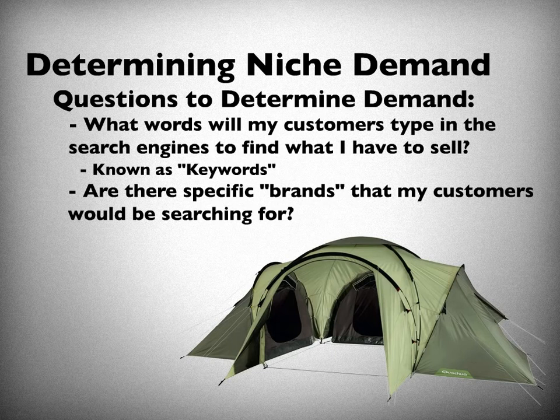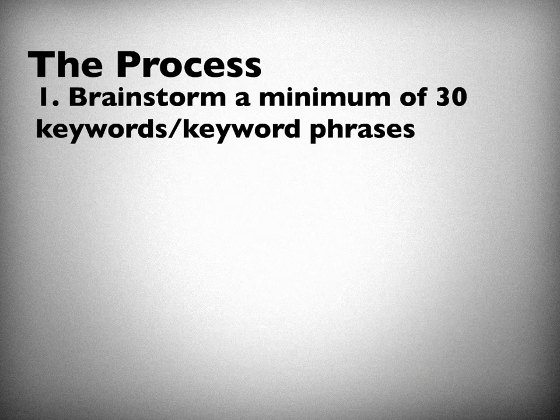Sometimes when we brainstorm these keywords that customers could type into the search engines, we get so broad that we use that to determine demand, which is great. But there are other words or phrases that our customers could be typing in, and we really don't want to miss those, because that doesn't give us a true picture of the demand for the product, and we can make inaccurate decisions based on inaccurate data. So we want to make sure we have all that, and then list out those brands. This is what the process looks like, and then I'll show you how to do it. Here's the process. Step 1 is we're going to brainstorm at least 30 keywords or keyword phrases.